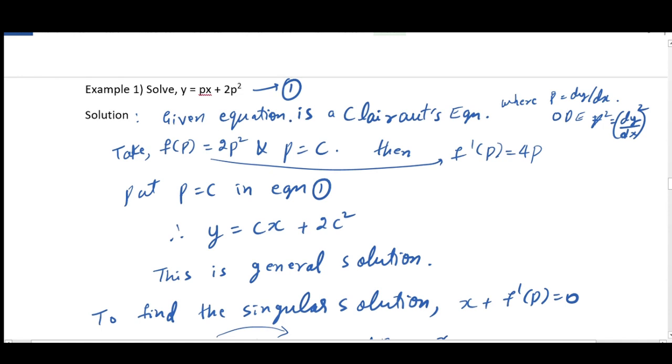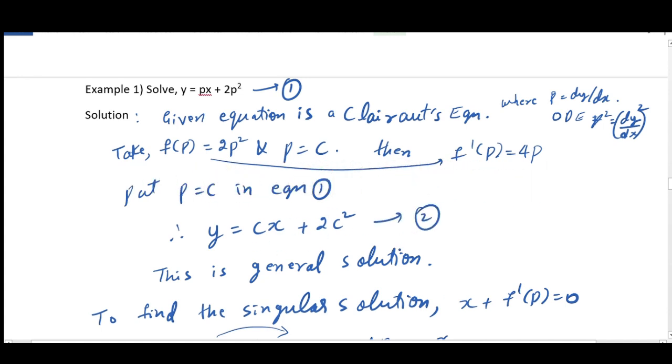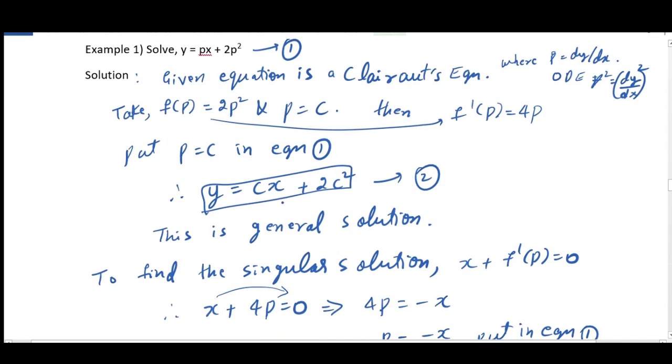So the given equation is a Clairaut's equation. Therefore, it must have two solutions. One is general solution and one is singular solution. General solution is very simple. We get general solution by putting p is equal to c. Keep in mind, this is your equation 2. Just now I discussed, the second equation will be the general solution. So by just putting p is equal to c, we got the general solution.